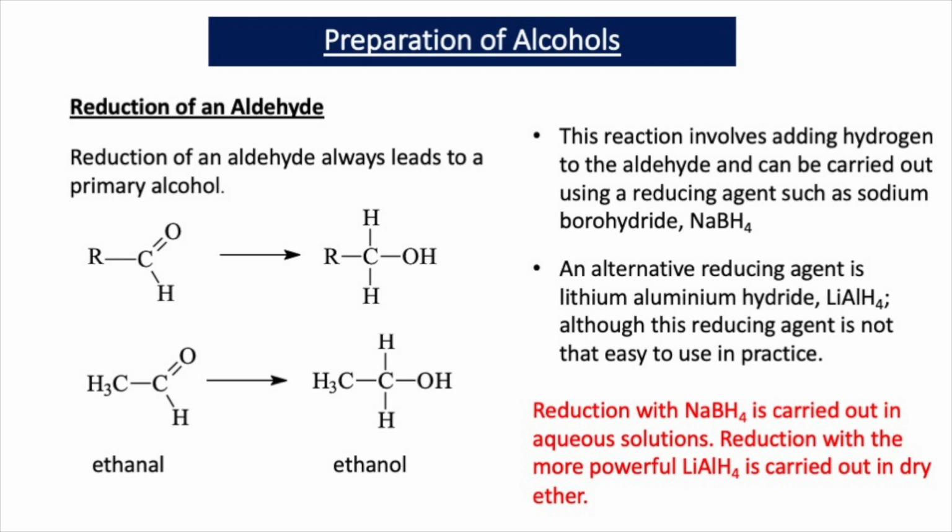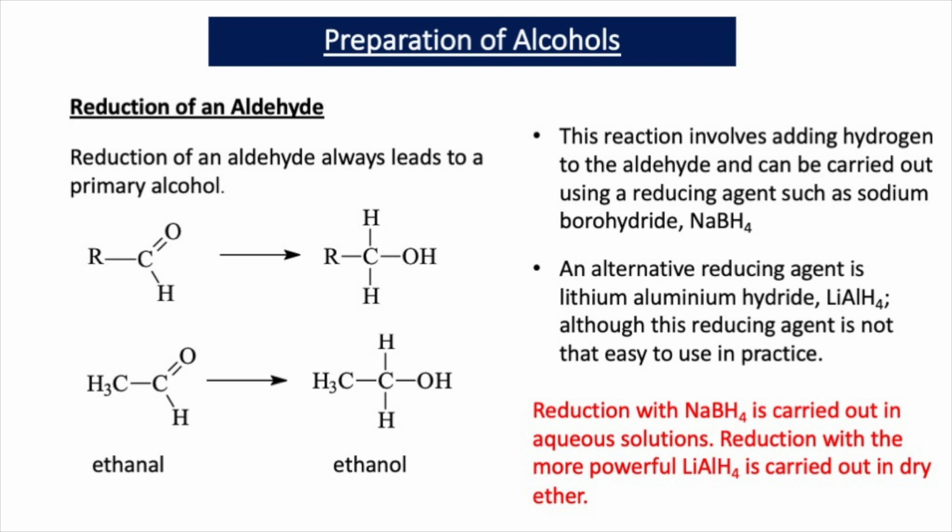And if we look at this slide, you can see ethanal can be reduced to ethanol. Now, if you look at the structure of ethanol compared to ethanal, you can see that ethanol has two extra hydrogen atoms. It contains a hydrogen next to the oxygen and another hydrogen on the same carbon next to the oxygen. So there's been a gain of hydrogen here as ethanal has changed to ethanol.